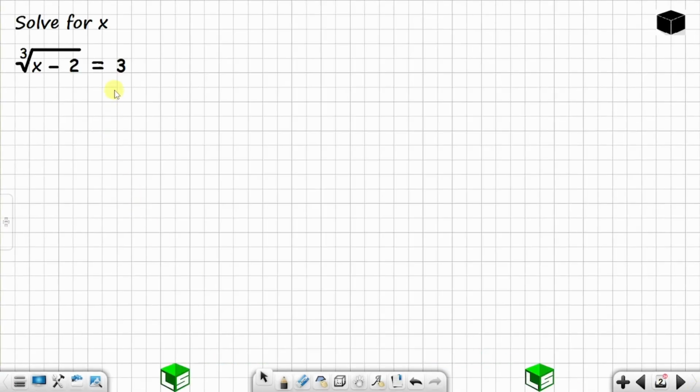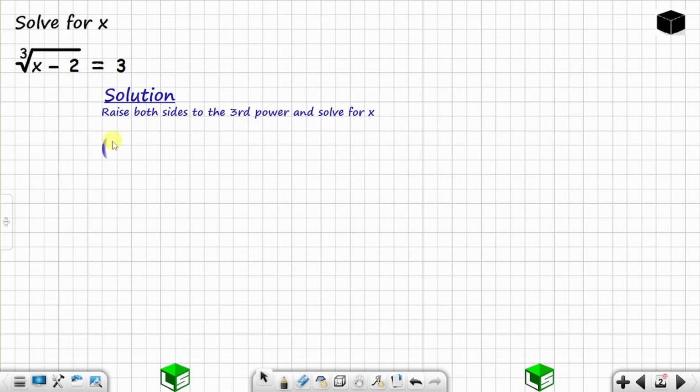Okay, friends, let's solve for x. You are given the cube root of x minus 2 is equal to 3. So solution: to solve for x, you are going to raise both sides to the third power because you want to get rid of the cube root sign. So you are going to raise both sides to the third power and solve for x.